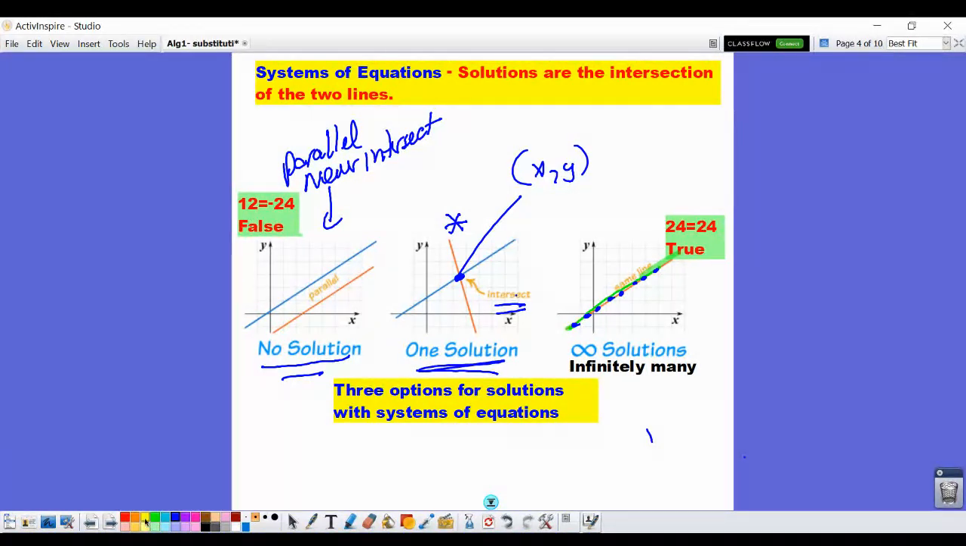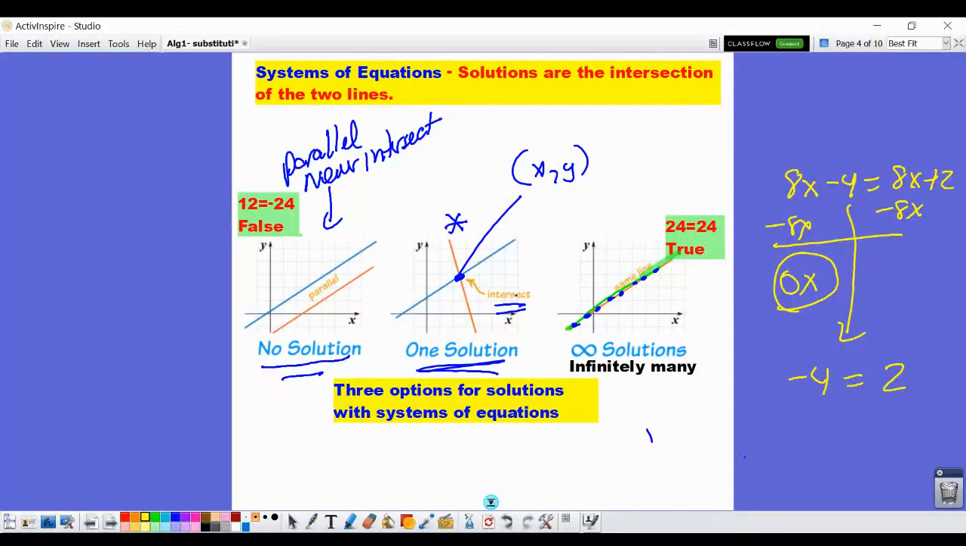It's like on an equation, if I have 8x minus 4 equals 8x plus 2, if I subtracted these 8x's, all of a sudden I have a 0x. That triggered the no solution and the infinitely many. So what I'm left with is negative 4 equals 2.